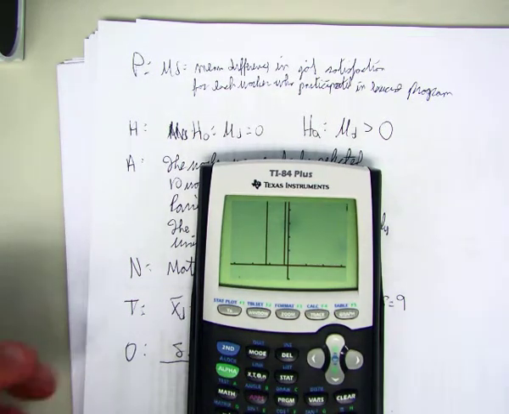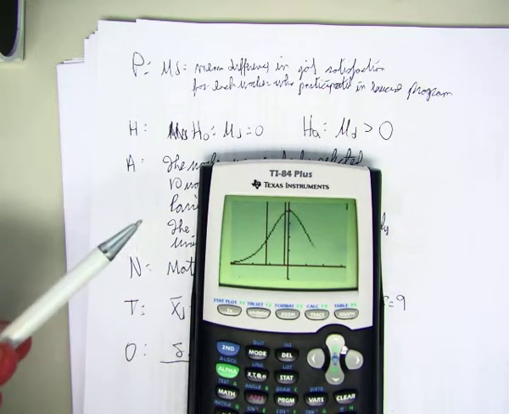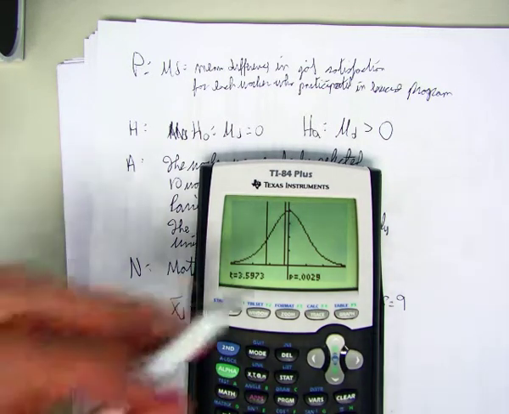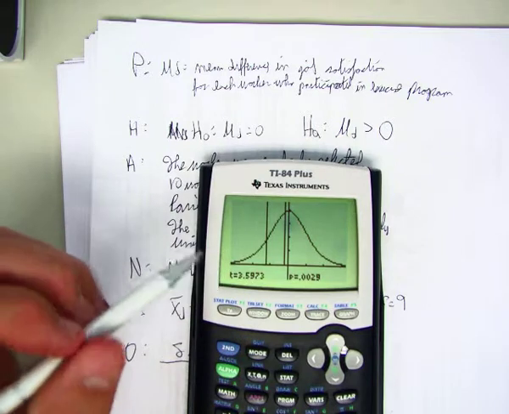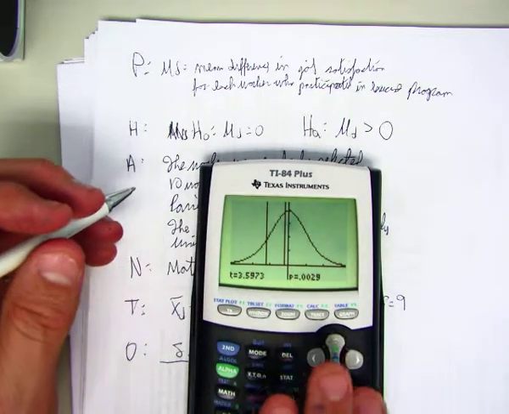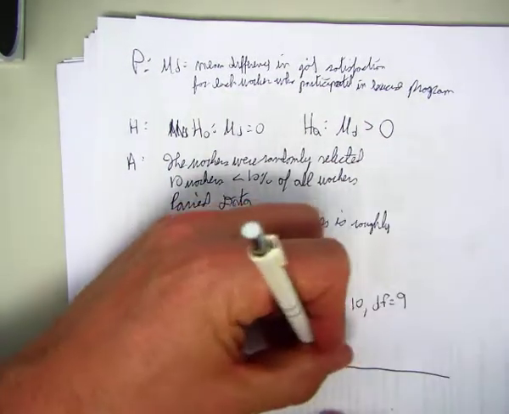And that's why you don't leave your stat plot on, because that's what it just did. It just drew that in there. So as you can see, my p-value is 0.0029, and my t-value is about 3.6. Okay, should shut your stat plot off. I didn't, but okay.